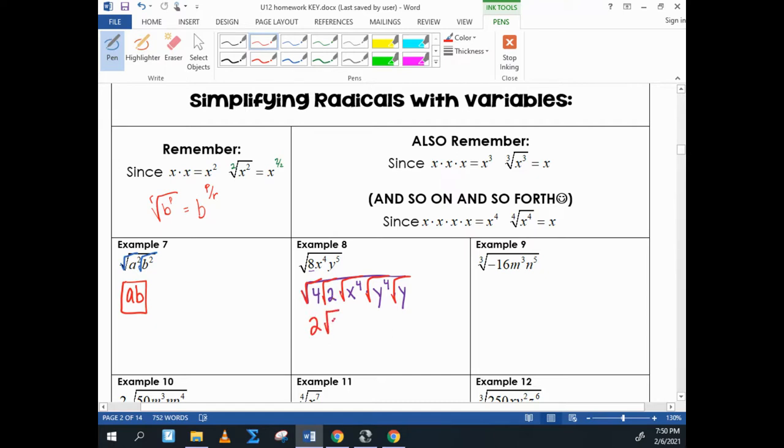It is the same something. You can't simplify it, so it just stays the square root of 2. All right. What is the square root of x to the 4th?